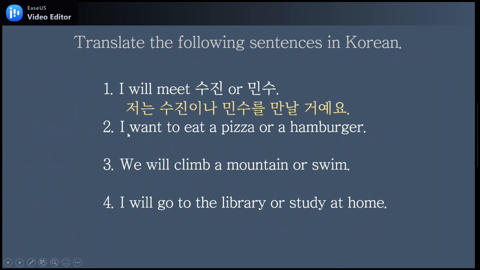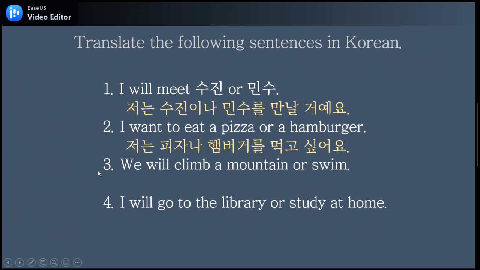Number 2, I want to eat a pizza or a hamburger. 자, here, pizza or hamburger. 피자, 받침 없어요. So we need 나 here, isn't it? So, 저는 피자나 햄버거를 먹고 싶어요. Look at this grammar point. 고 싶어요. When do we use it? When you want to say, I want to. I want to.